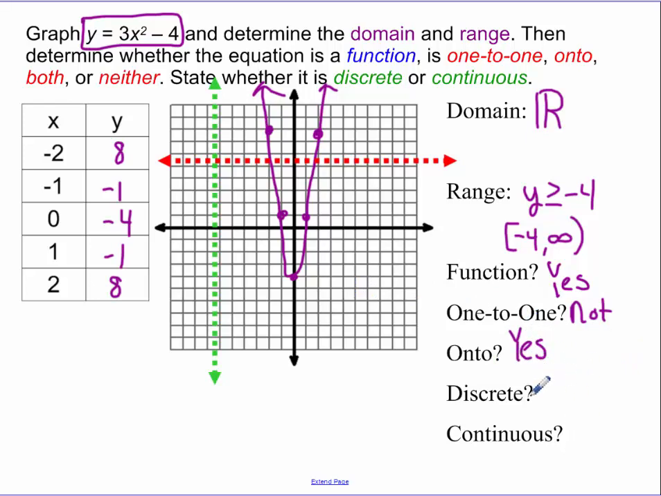Is it discrete or continuous? Is it a list of points? Yes, I used a list of points to get what my graph looks like, but I have points that are in between here. I have points in between -1 and 2. It's a function that I just trace through. So it's not discrete, but it is continuous.